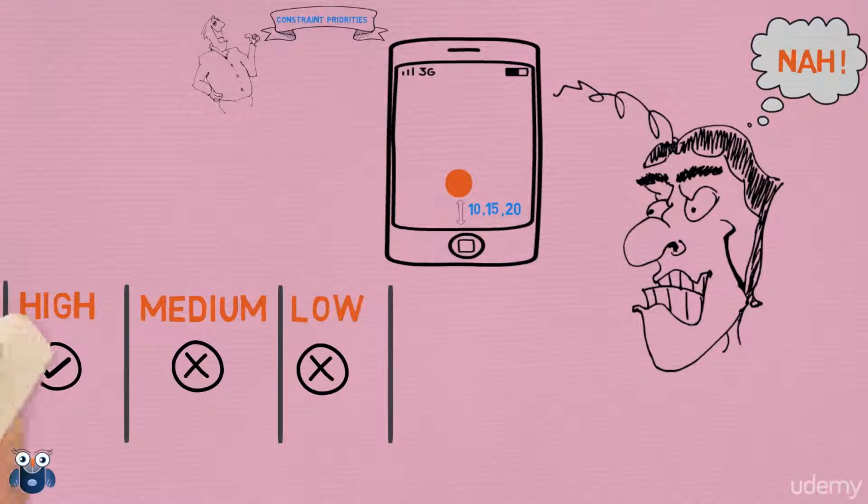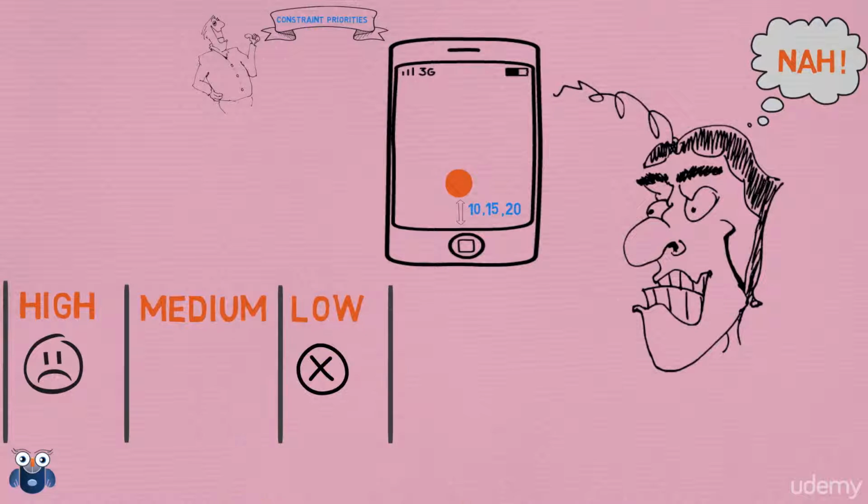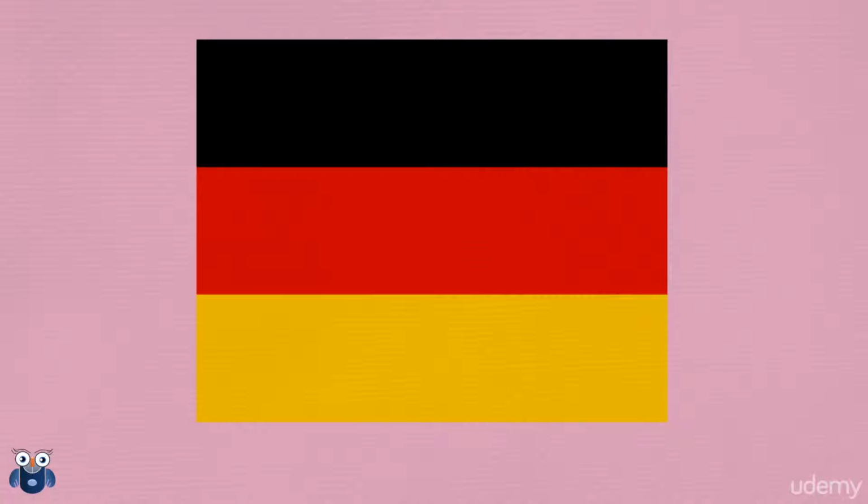And if for some reason the high priority constraint is unable to kick in, the medium priority would take its place, and so on. In this lesson, we will look at an example that demonstrates constraint priorities. We will start by building a layout that looks like the flag of Germany. Here it is.